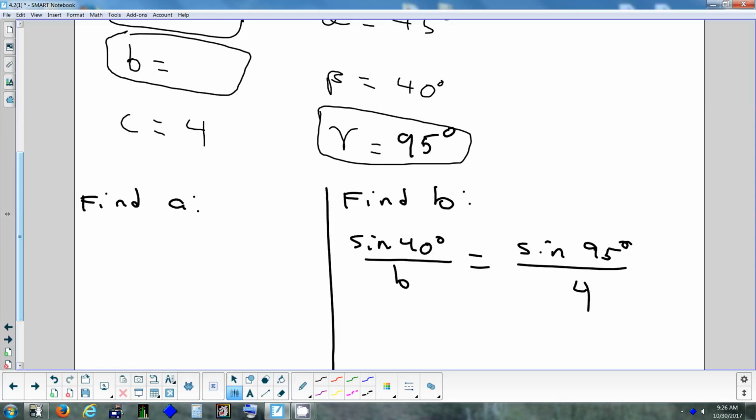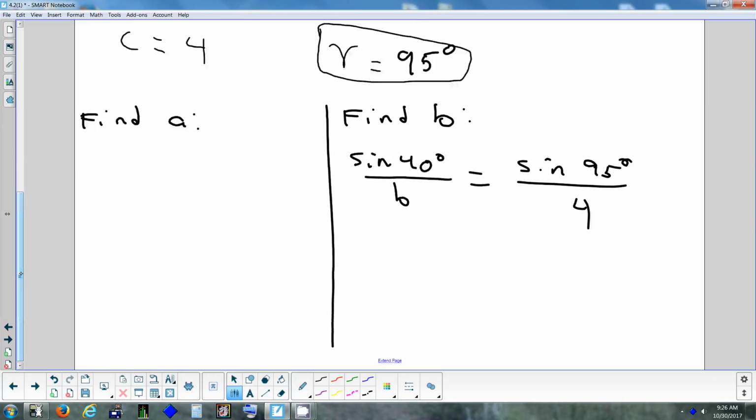The only thing that really matters is when you cross multiply, B should be on the diagonal with sine 95, 4 should be on the diagonal with sine 40. Okay. So we'll cross multiply now, get B by itself. So Alex, when you solve for B, it's going to be what times what divided by what? B is 4 sine 40 divided by sine 95. Perfect.